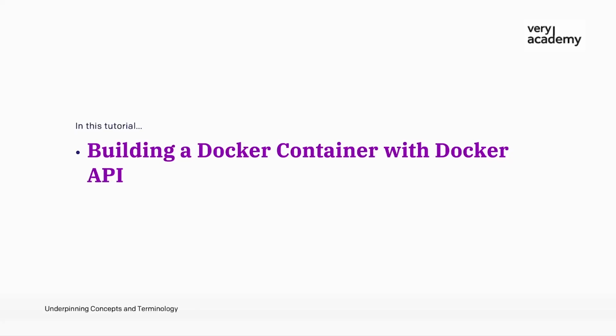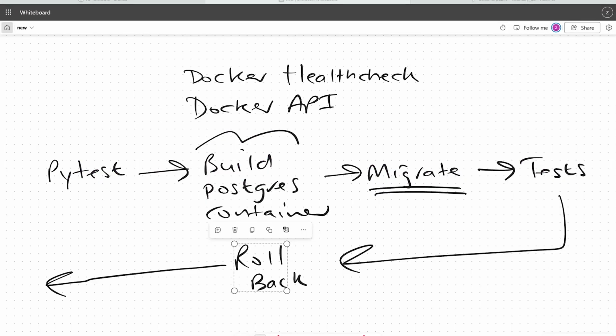Having introduced Pytest fixtures in the previous tutorial, we're now ready with the underpinning knowledge to start building a Docker container with Docker API. A quick recap of the workflow that we're trying to develop.